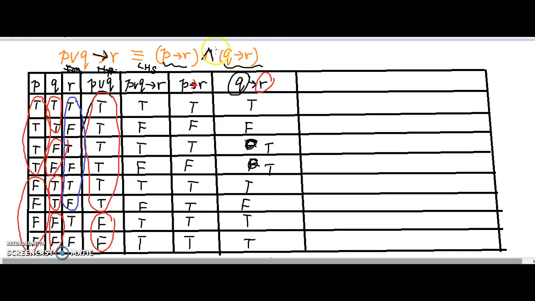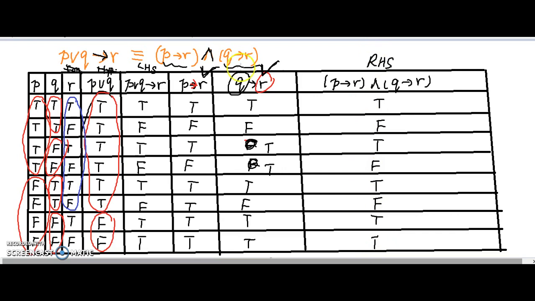Okay, so next we can do the last step on the right-hand side. P implying R and Q implying R. This time we look at these 2 columns, and notice that this is a conjunction. Both of them have to be true in order to get true. So true, false, true, false, true, false, true, true.